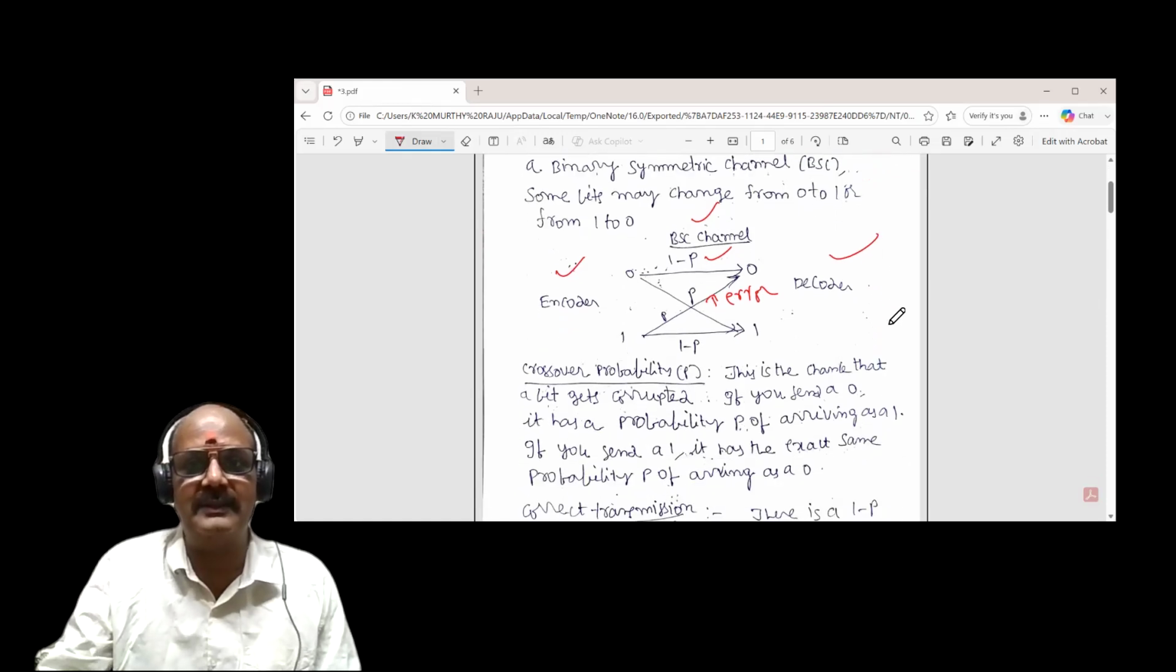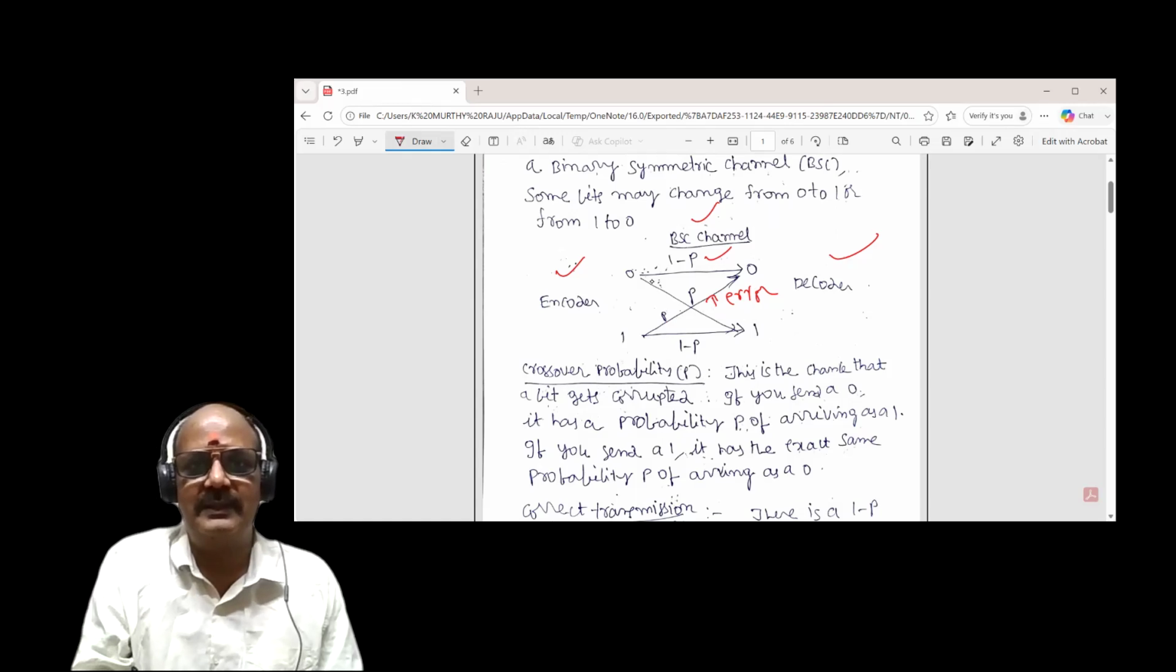Crossover probability means 0 is transmitted, but 1 is received with a probability p, and 1 is transmitted, 0 is received with a probability p. That is called the crossover probability. Cross means 0 is transmitted, instead of 0, 1 is received. This is a cross. 1 is transmitted, instead of 1, 0 is received. This is also a cross, with a probability p in both cases. That is called the crossover probability.